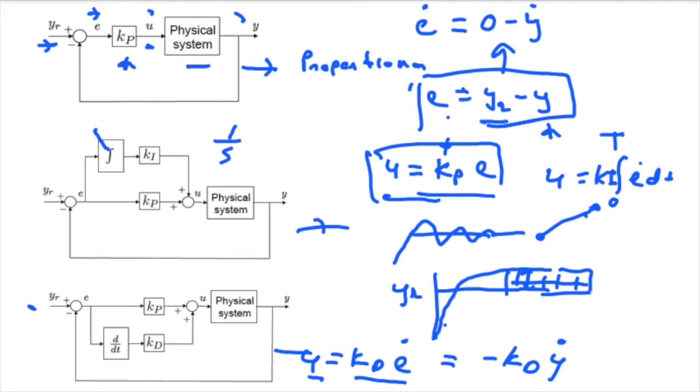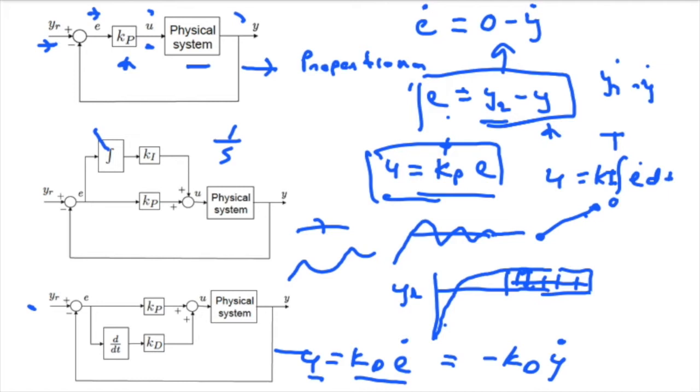If Y reference was changing, some kind of time varying input, then this won't be the case. Then you will have Y reference dot minus Y dot. But if you are tracking a step input or a constant input, then it will be equal to that. So we'll see how applying a combination or a single one of them changes the transfer function.